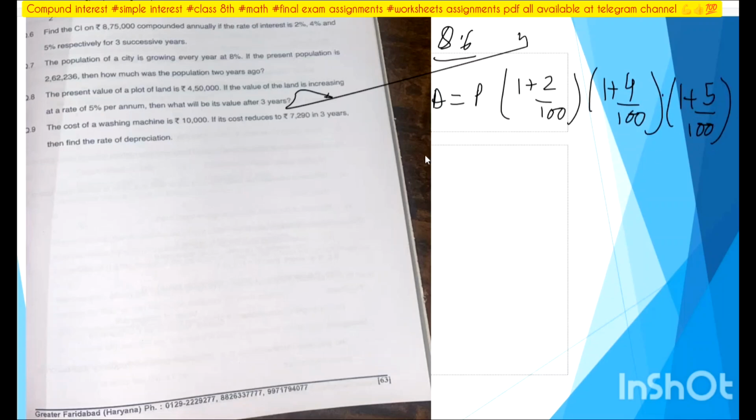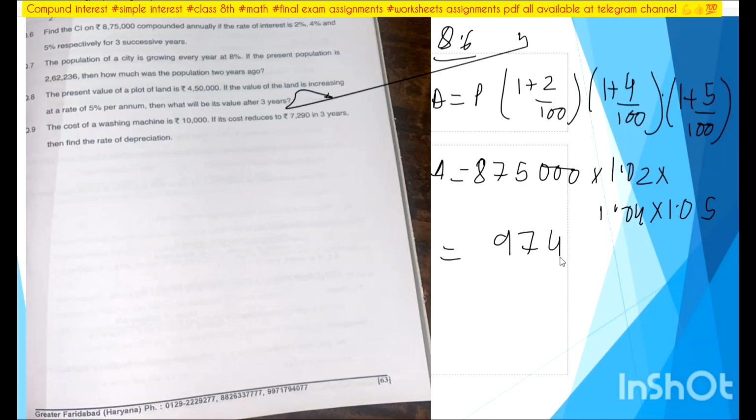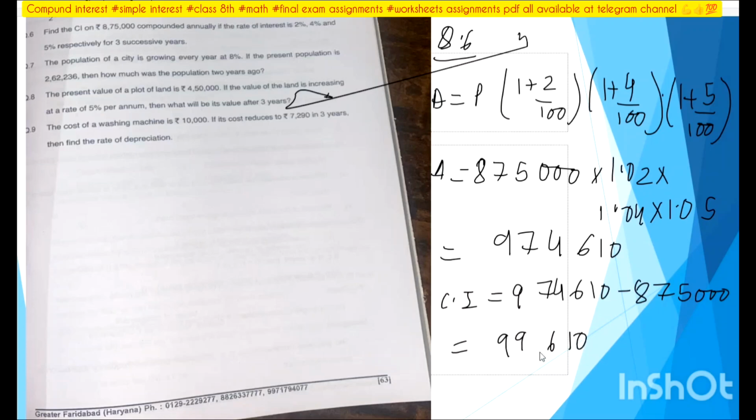So your amount will be 875,000 into 1.02 into 1.04 into 1.05. You just calculate it and it comes to 974610. So CI will be 974610 minus 875,000, which becomes 99610. 99610 will be the CI. That much amount you will pay.